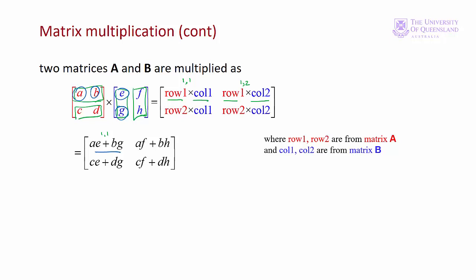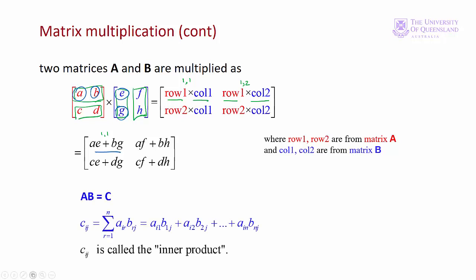up, and so on. We can state that more formally in the following way, where the general element of the product, Cij, is equal to the sum from r equals 1 to n of Air times Brj. And we can see that there. The element Cij is called the inner product.